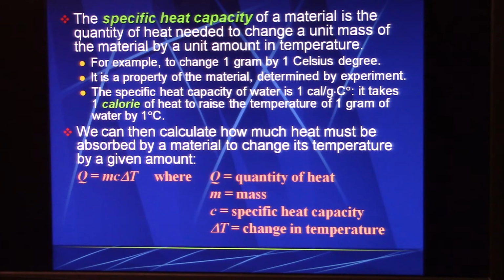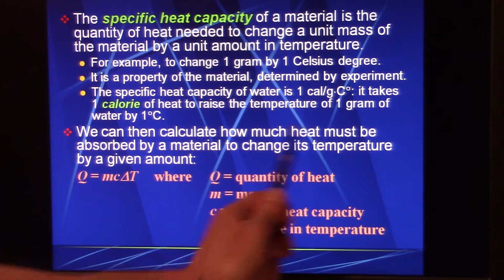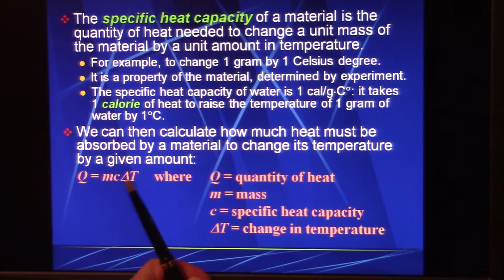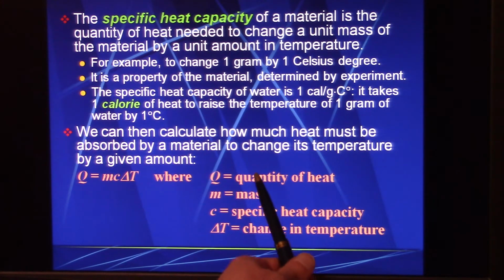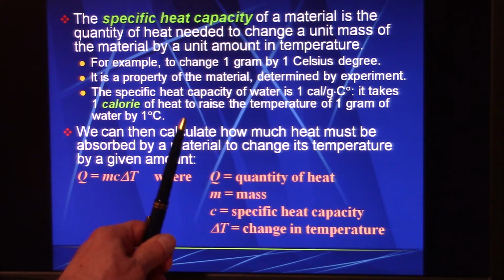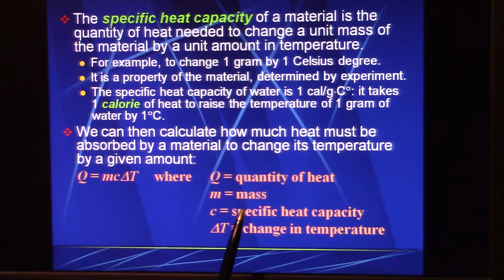Yeah, so you can calculate how much heat must be absorbed by a material to change its temperature by a given amount. So Q is a quantity of heat. Q is energy. It can be in calories. It can also be in joules. We're used to those units, right? Mass, that's the mass of the unit. Here typically we're going to use grams. Specific heat capacity, that's what we just learned, right?